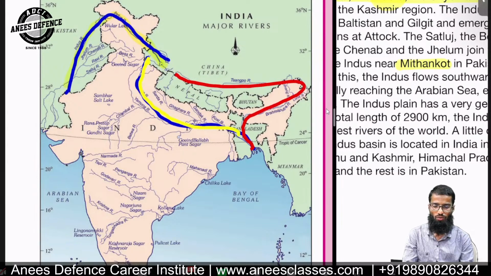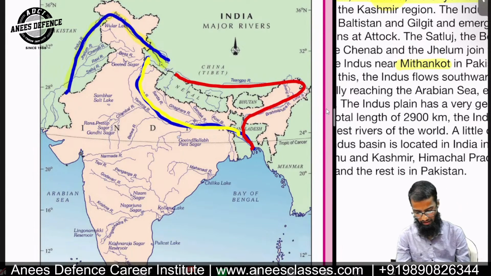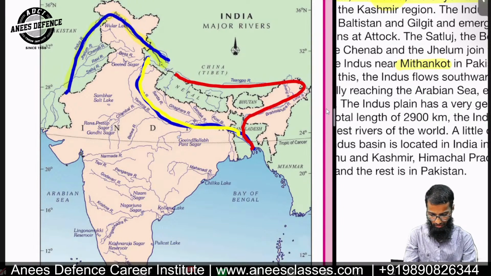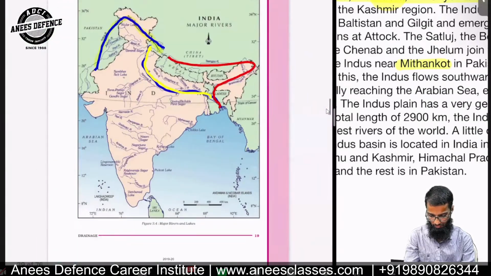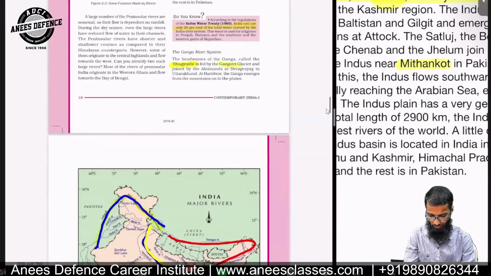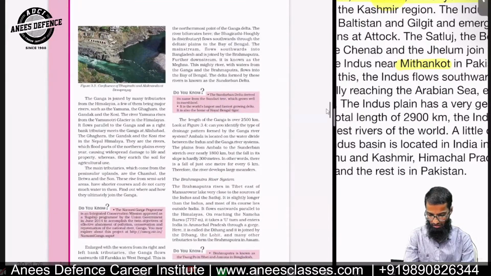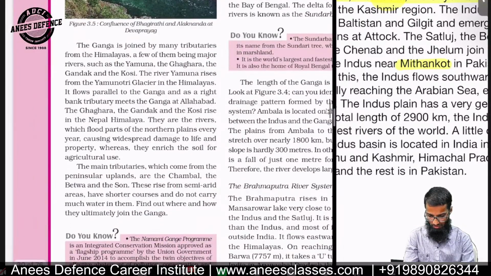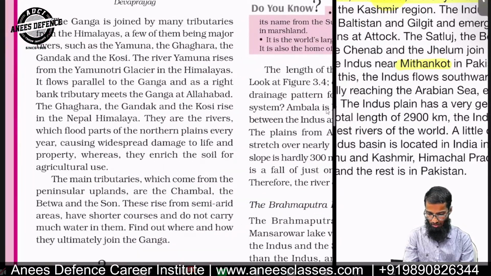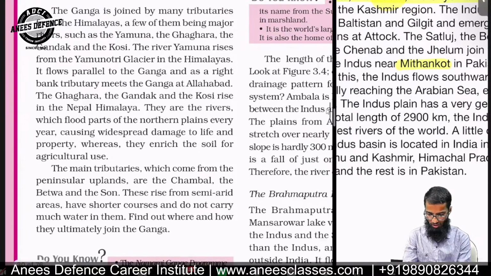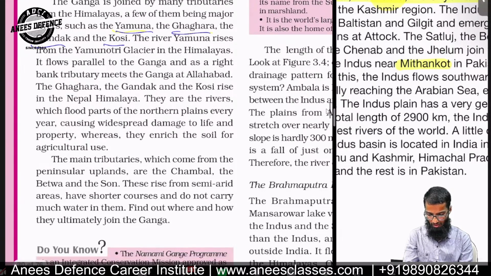Okay. So now you can see clearly how rivers flow. We are talking about the Ganga. So Ganga is joined by many tributaries from the Himalaya. You know about Yamuna and Ghagra, Yamuna, Ghagra, Gandak, and Kosi.